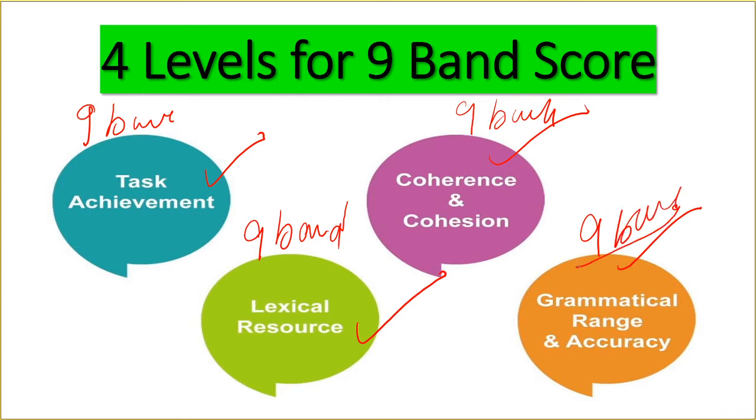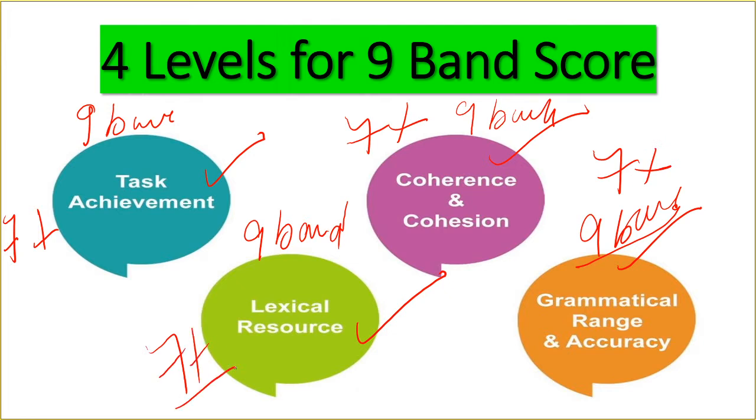I'll tell you how you need to work so that in every segment you can get 7 plus. It's very easy to maintain this level. I'll tell you how you can get 7 plus in every aspect. If you are getting 7 plus, 6.5 plus, it will give you a very good result, right?